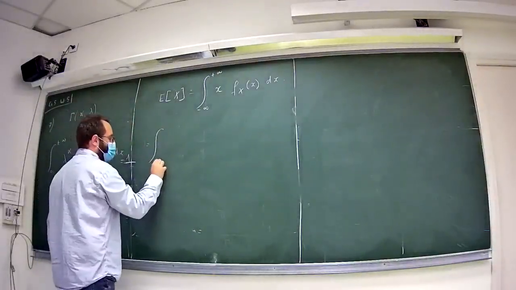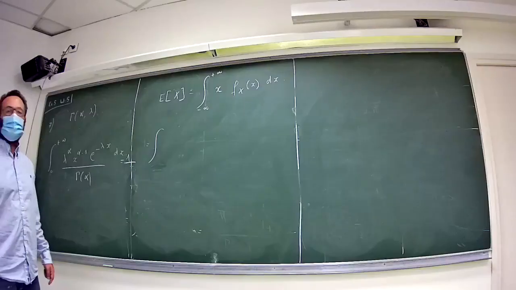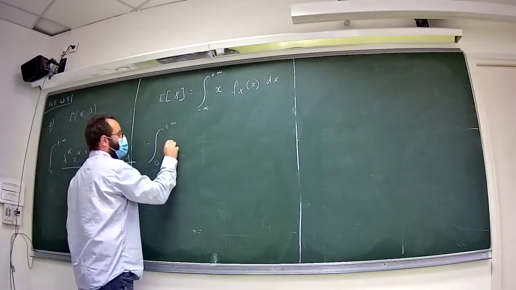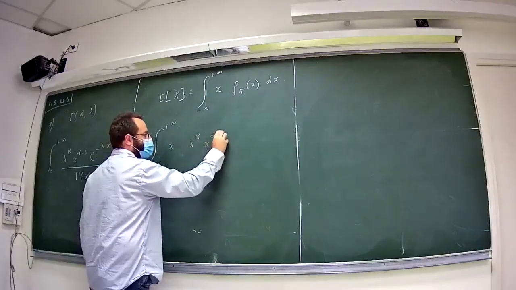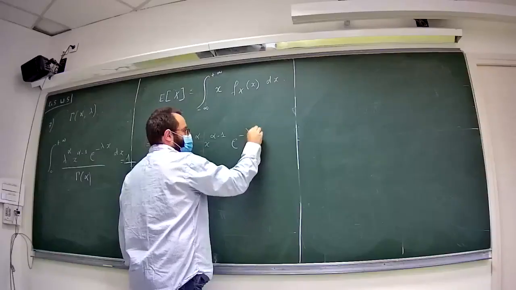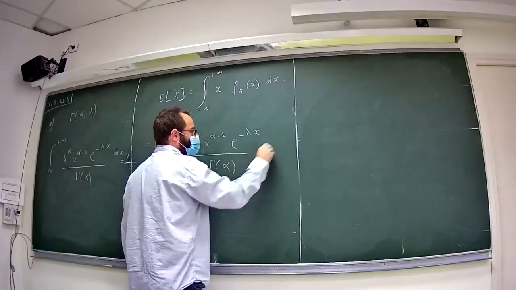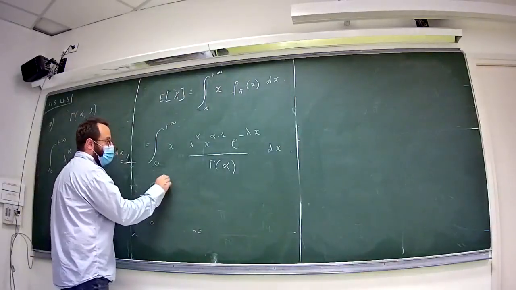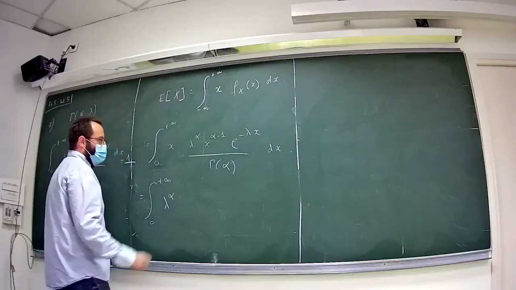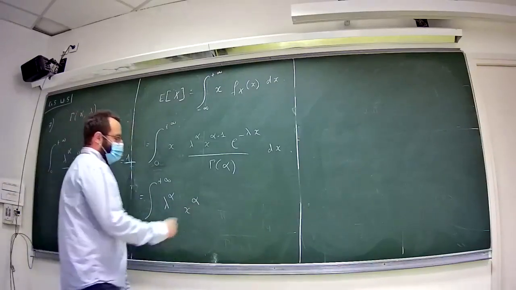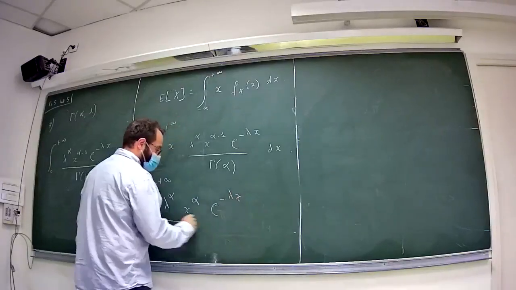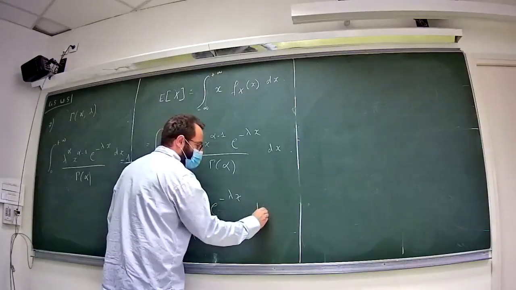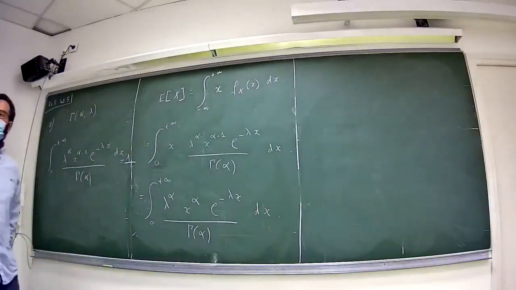Since I have an indicator function in the density function, it will be an integral from 0 to plus infinity of x lambda^alpha x^(alpha-1) exponential of minus lambda x over gamma of alpha dx. But I can simplify a little here. What can I simplify? The x. And the integral I am interested in is just lambda^alpha x^alpha exponential of minus lambda x over gamma of alpha dx. I have this to compute.